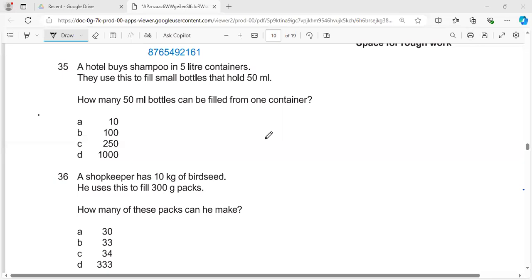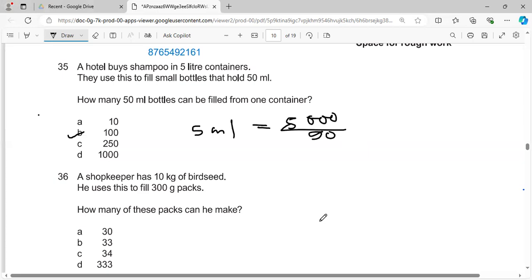Sir, first thing what I did for number 35, I converted the 5 liters into milliliters. So 1 liter is 1,000 milliliters, so 5 liters is 5,000. Then I divided the 50 by the 5,000. Alright, what did you get? I got 100, sir. Correct. Very good.